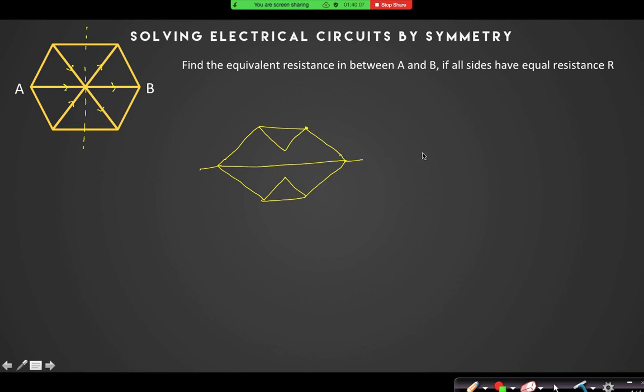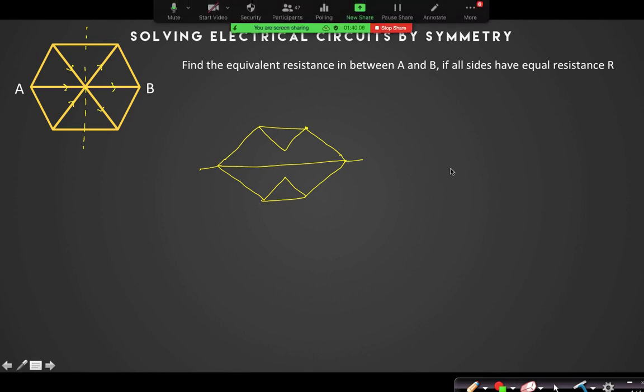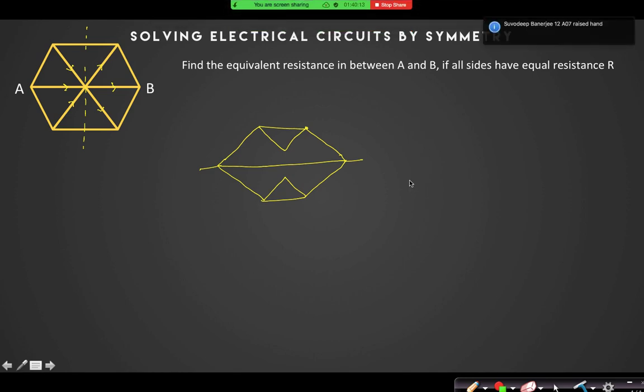Now it is simple: these are 2R with R. 2R by 3 plus 2R is 8R by 3. 8R by 3, and this is also 8R by 3, right? I'm doing the calculation mentally; you can also calculate it in your copy. You should find the same values. So it is 8R by 3, it is also 8R by 3, and it is 2R.